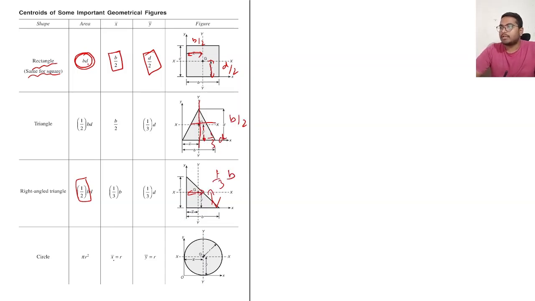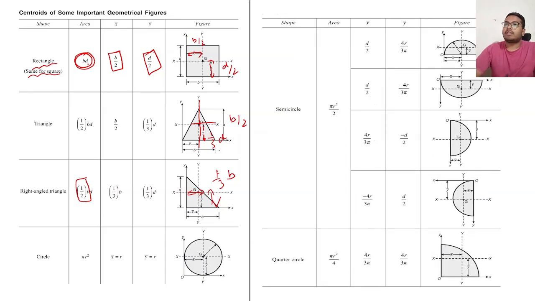For the circle, x bar is equal to r and y bar is equal to r, because it is nothing but the radius where the center point of the circle stays. And for the semicircle, it is different. The area is pi r square by 2. x bar is d by 2, and y bar is 4r by 3 pi. If it is on the negative side, we take it as negative.